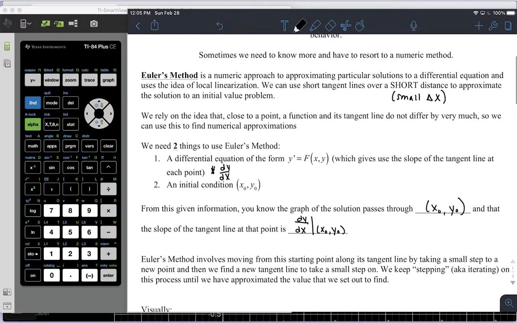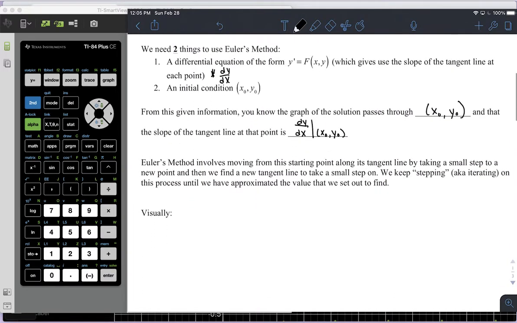What Euler's method involves is we move from the starting point x naught, y naught along its tangent line by taking a really small step to a new point, and then we do this process again. Once we step to that new point, we draw another tangent line, we make another tangent line approximation, and we just keep stepping until we get all the way over to the point we're trying to approximate. This stepping process is called iteration, or iterating, and we just keep going from the initial point to the point that we're trying to approximate.